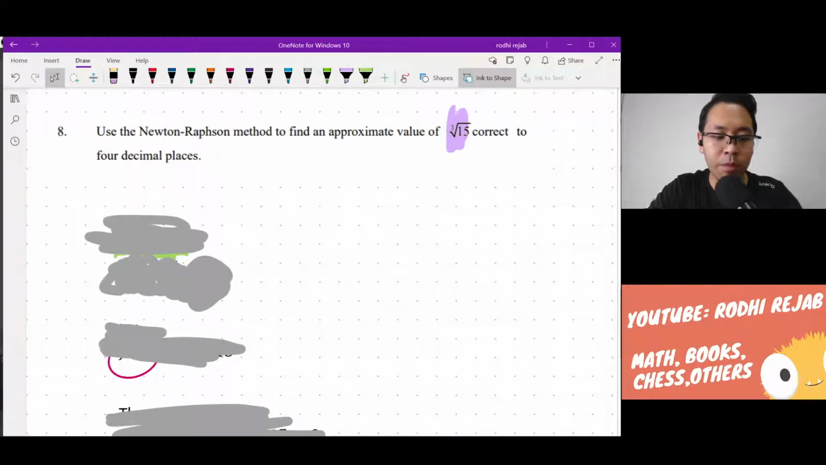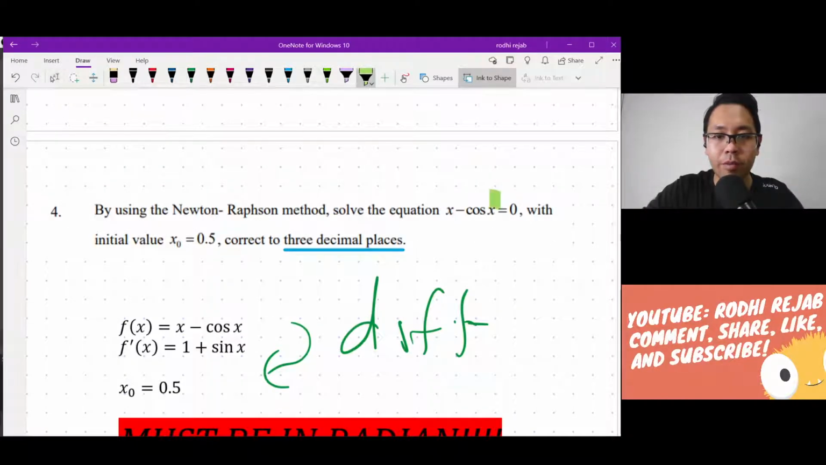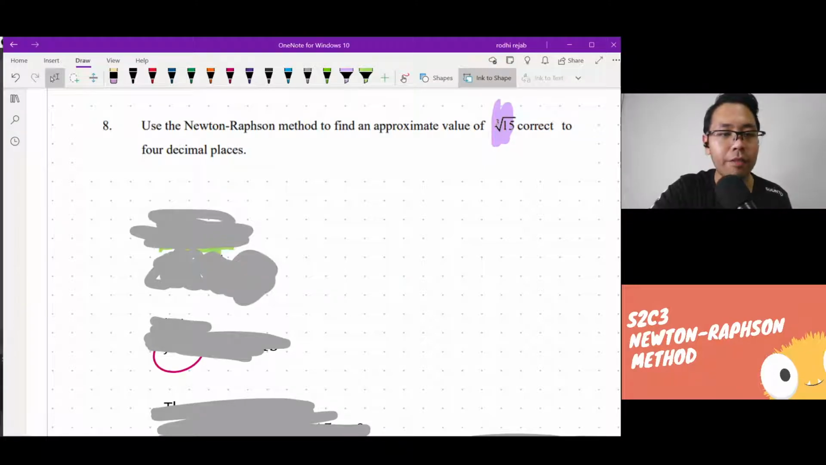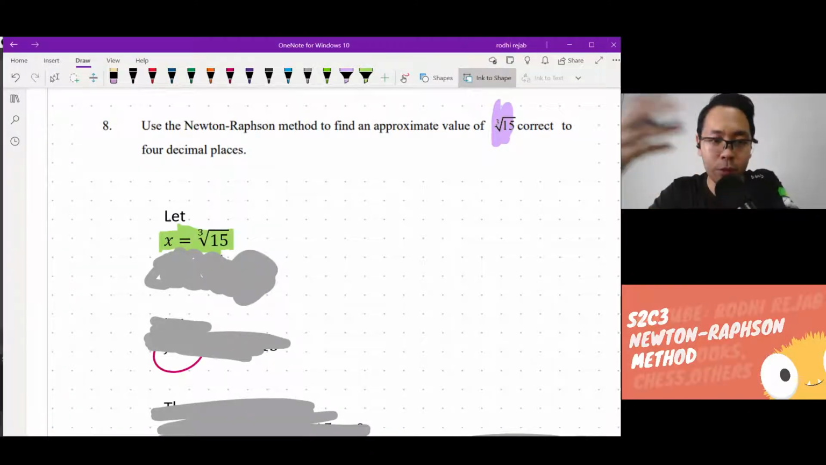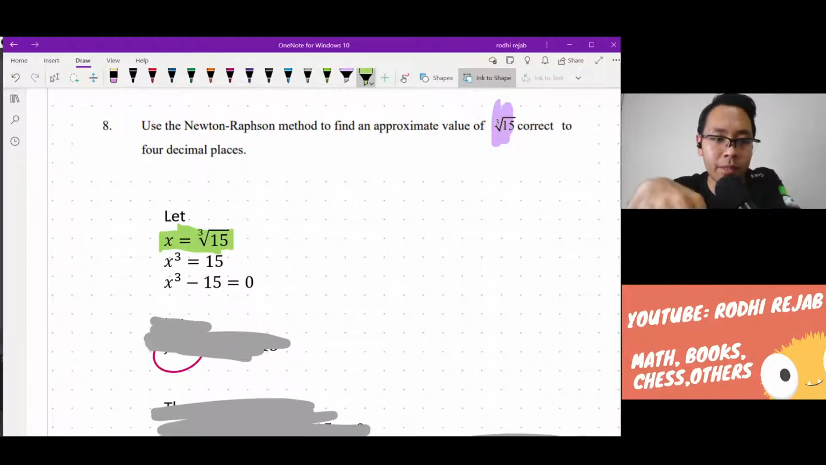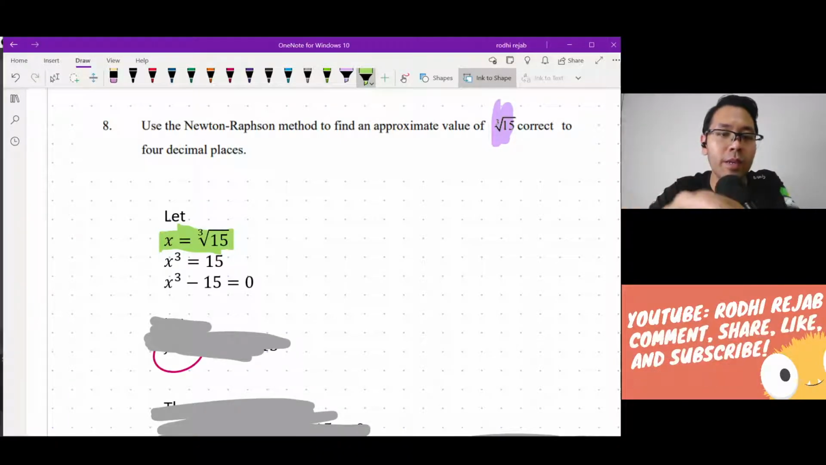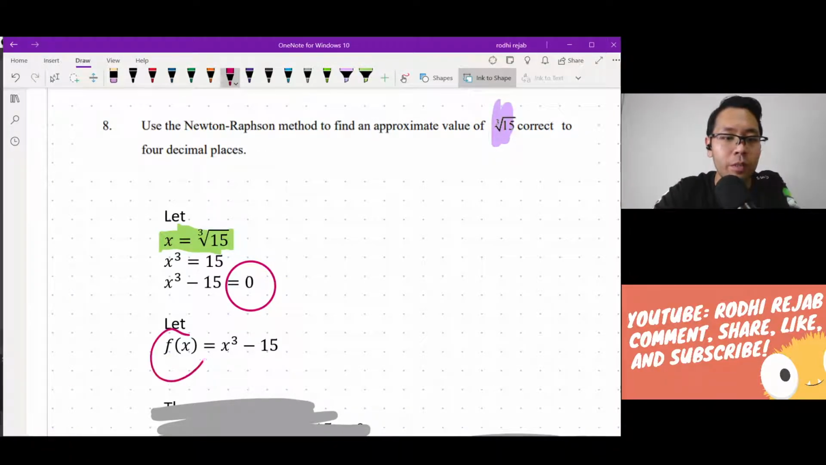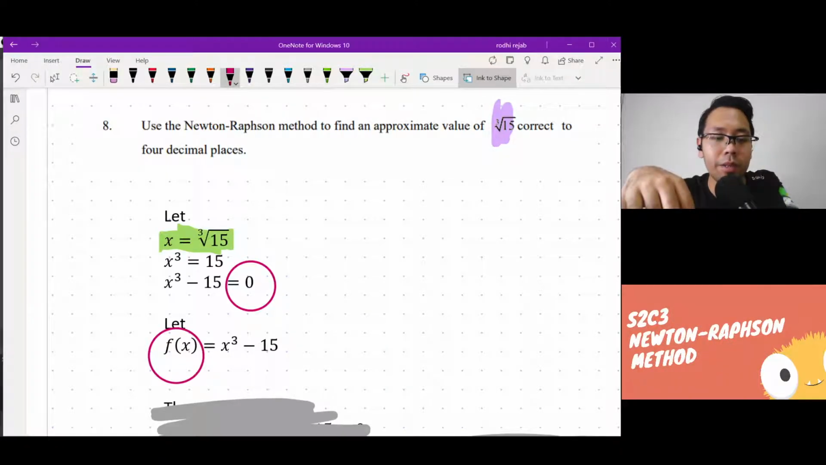Let me show you a question before this. In the question we have done before this, as you can see, there's x and it's equal. But just now it's just cube root 15. So how do we start? Firstly you need to let x equals cube root 15, and then you may rearrange it in any way you want, but I find this to be the easiest, where you cube both sides, make the cube root disappear and bring it to the other side to equal 0. And remember, once you get the equals to 0, we let f(x) equals x cubed minus 15, right? So that's how you do it, and the rest of the work is pretty much the same.